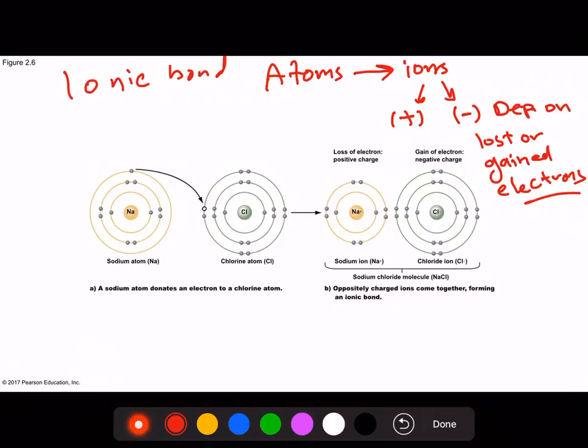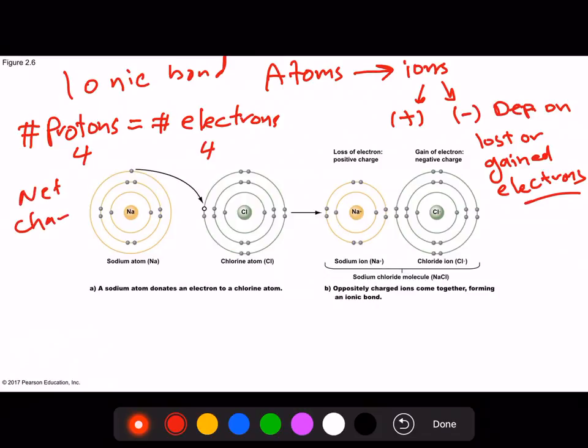we need to remember that the number of protons equals the number of electrons, right? So if we have 4 here, we should have 4 here, and the net charge is 0, right? But what will happen if we have, instead of 4, 5 electrons? Remember, these are negative, these are positive. So the net charge in this case will be -1, right?